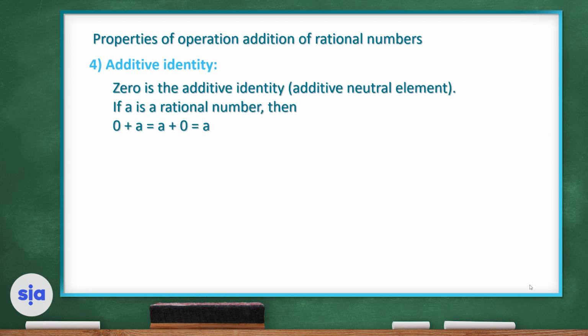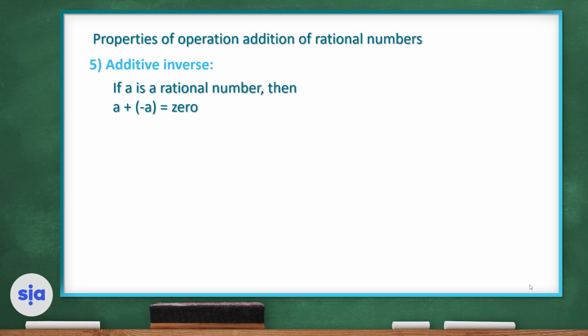The additive identity. 0 is the additive identity, or sometimes it's called the additive neutral element. If a is a rational number, then 0 plus a is the same as a plus 0 is the same as a. For example, half plus 0 is the same as 0 plus half, which is half.